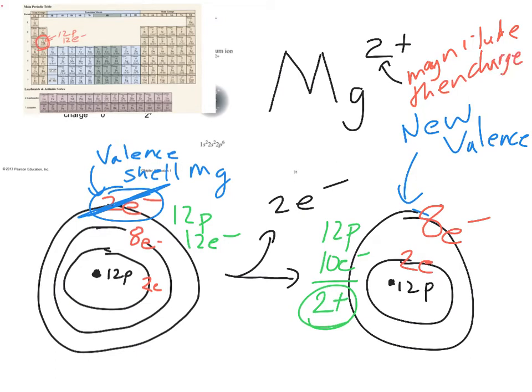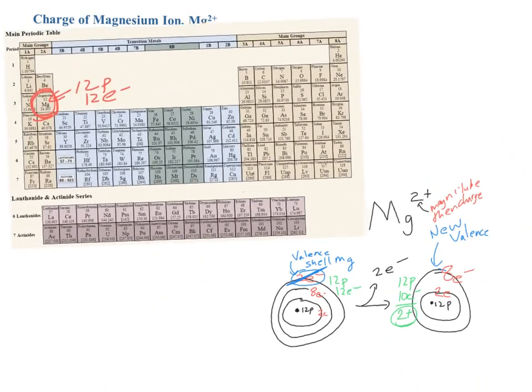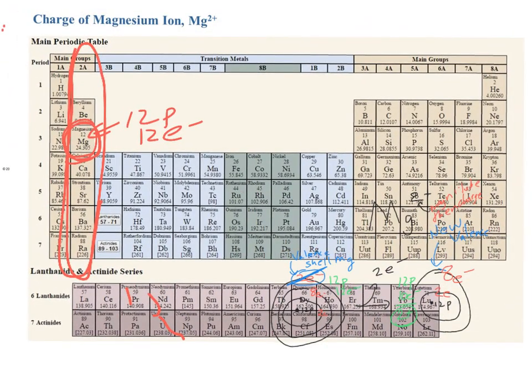Now, all the elements in group 2A, your beryllium, your magnesium, your calcium, your strontium, your barium, your radium, all of them have 2 valence electrons, so they're all going to obey the octet rule by gaining a 2 plus charge. So everything in group 2A is going to have a plus 2 charge.